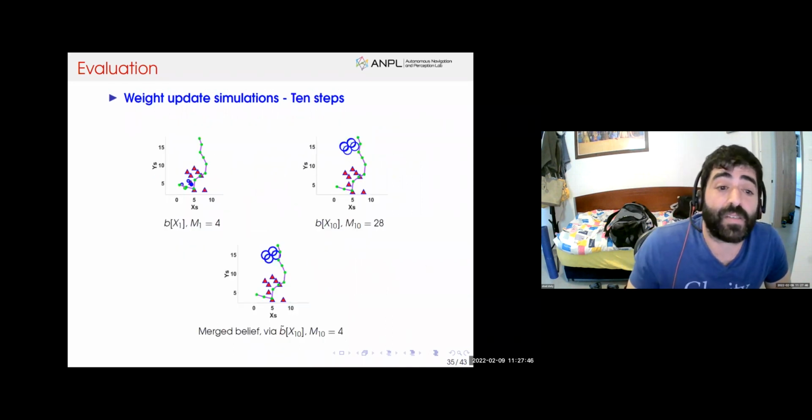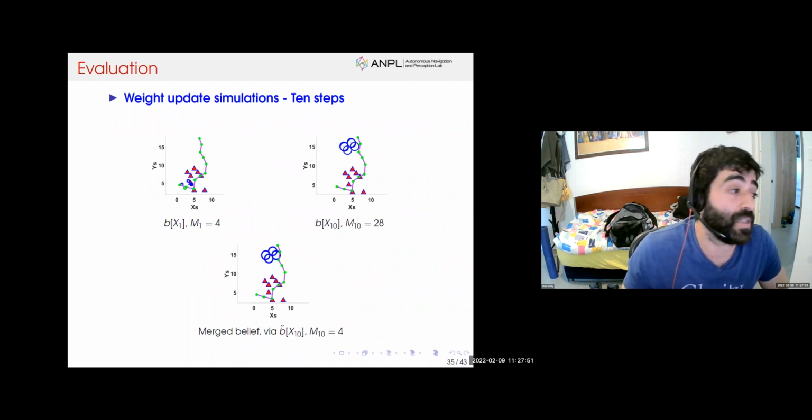In the 10-step case, we can see the number of hypotheses increases along the trajectory. At the reevaluation point, which is here, we have 4 living hypotheses. And by the time we reach the endpoint, we have 28 living hypotheses in parallel. By commencing again the merging effect, our number of hypotheses is reduced from 28 to 4.